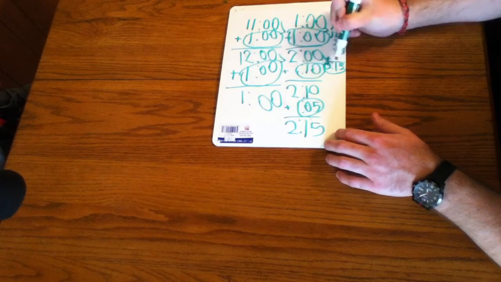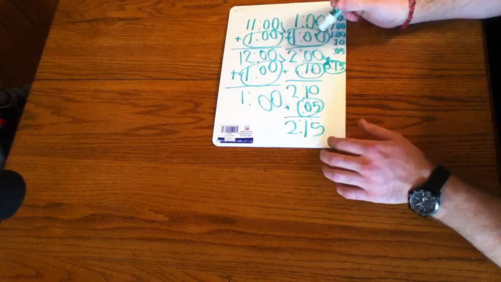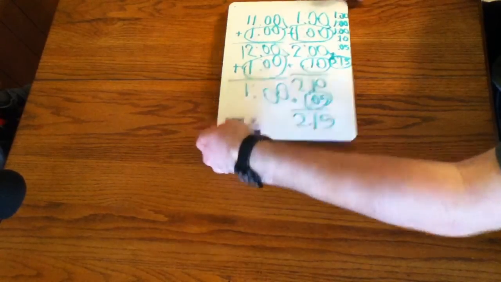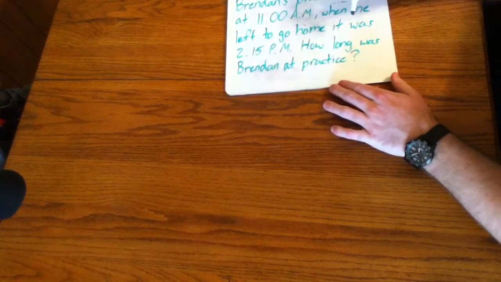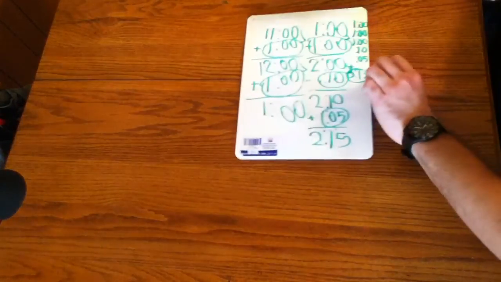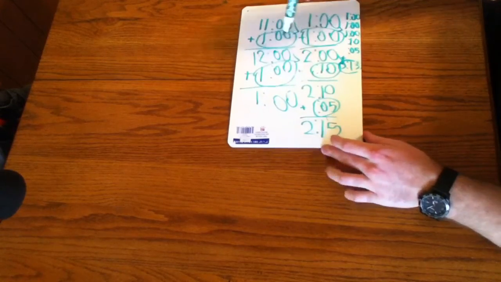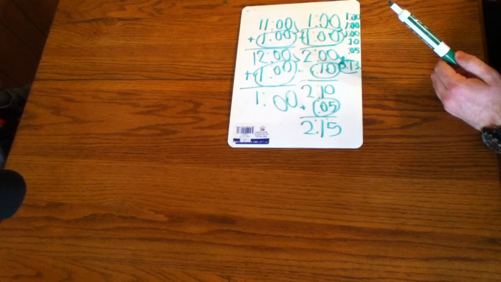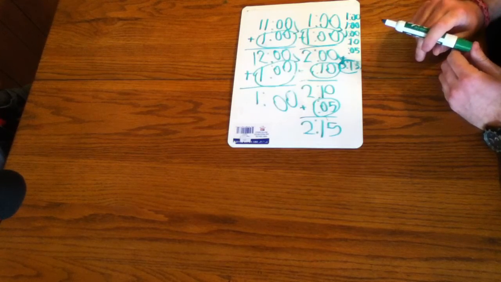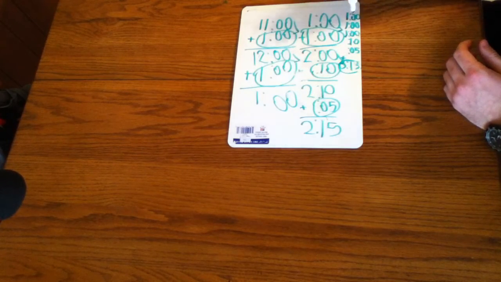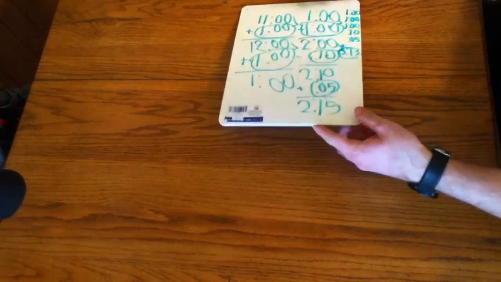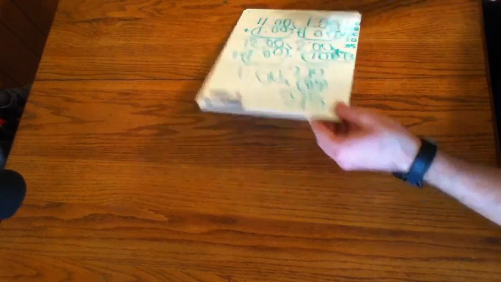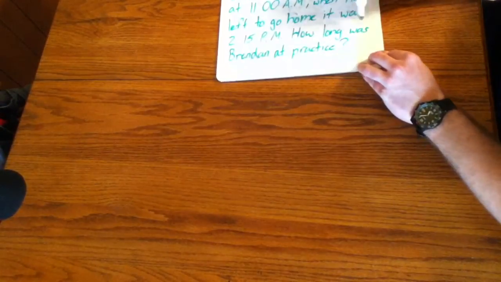So here's our final answer, our elapsed time. If we go back to our question, which was how long was Brendan at practice, we added all the way up, and then we took the numbers, the hours and minutes that we added, and we went to the side, we added those up, which gave us 3 hours and 15 minutes. So how long was Brendan at practice?